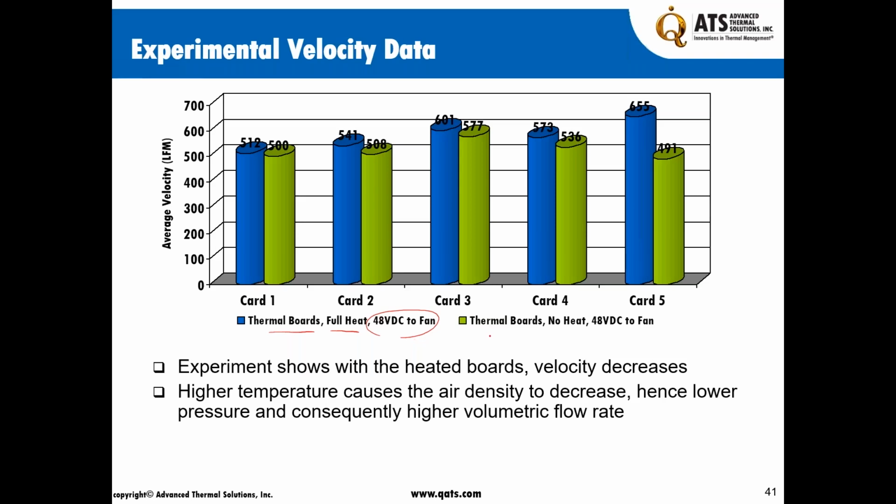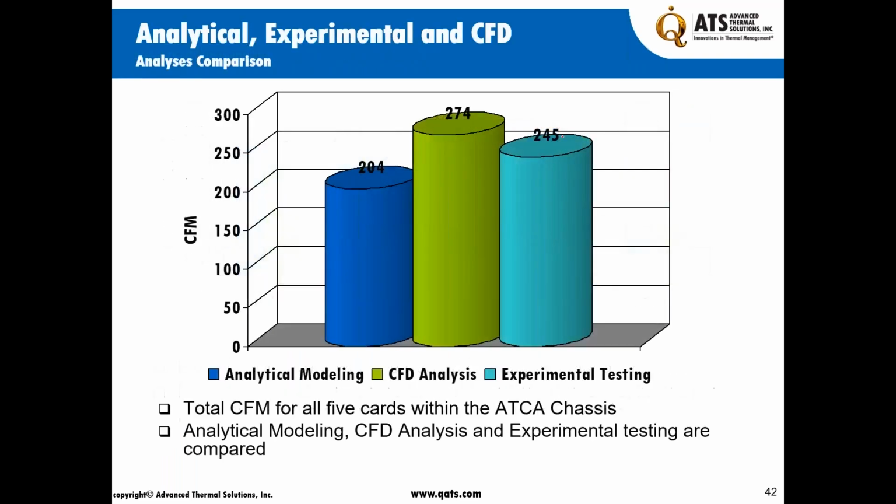One thing that we did here, we turned the fan on in the numerical simulation. We turned the boards on and off to see what the impact of the change of density is, and we can see here that it does play a part. As the air temperature rises, the air density decreases, hence lower pressure and consequently higher volumetric flow rate. And we see this very much in here. So our simulation is following the logic of what we expect to see from the physics standpoint.